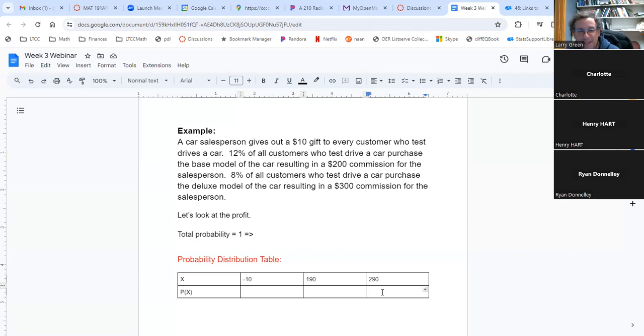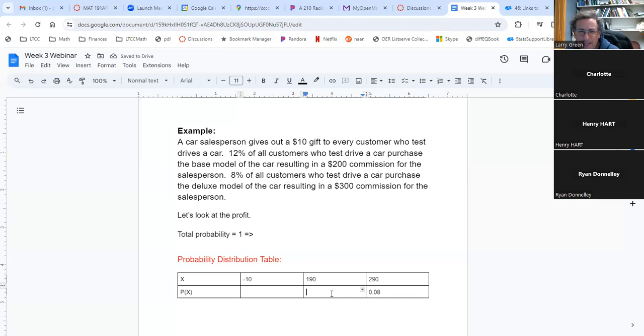What's the probability of getting the $290 profit? Yeah, it's 0.08. Notice that we have 8%, but we need probabilities as decimals. They're not percents. So you need to take 8% and turn it into a decimal. You move the decimal place over twice, and you get 0.08.